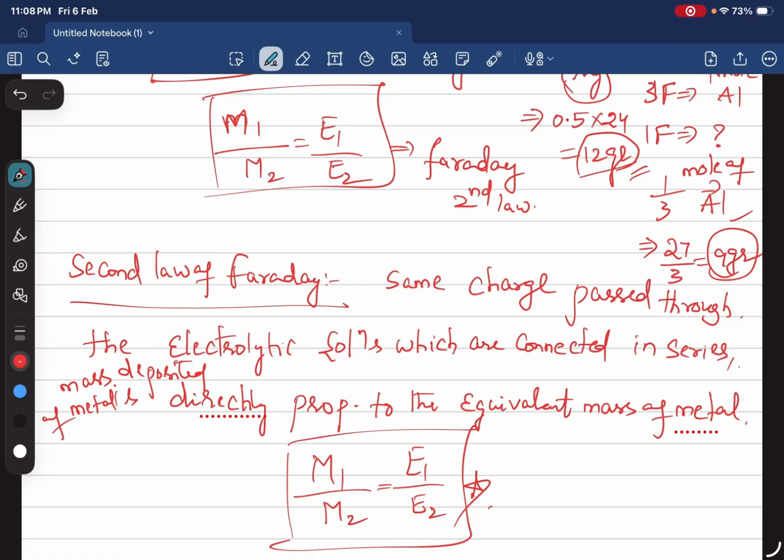So this is what an electrolytic cell and quantitative analysis are, and qualitative analysis we are going to discuss after some problems of Faraday's first law. That will continue in the next lecture.